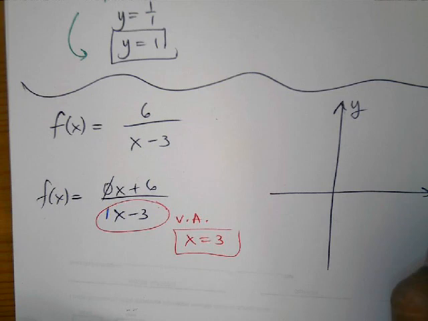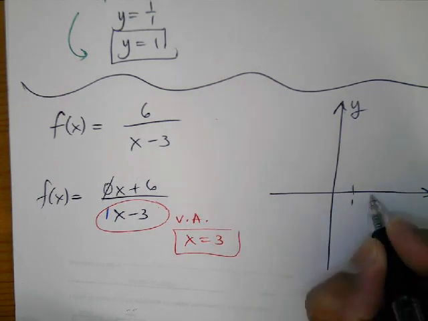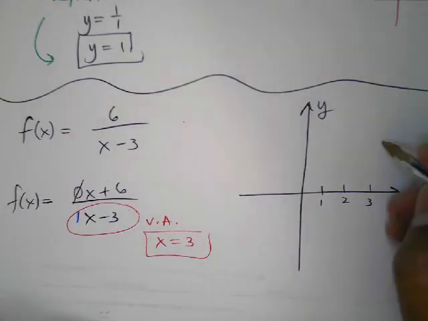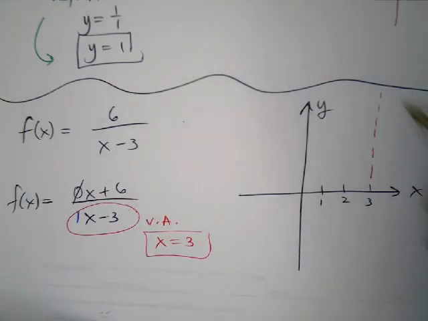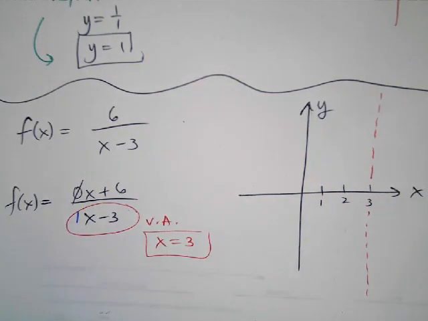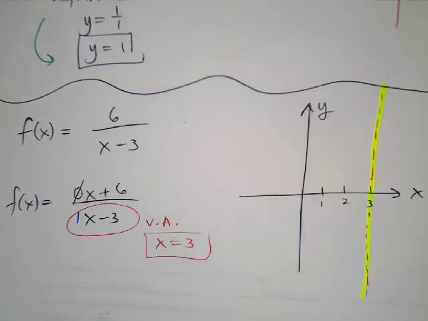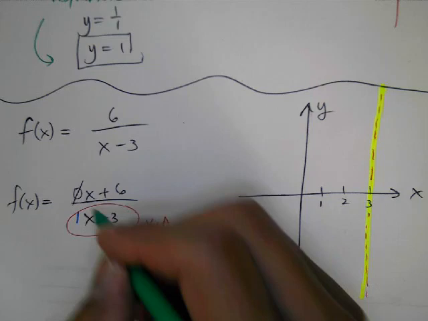So you would go to x, you go to 1, 2, 3. x is equal to 3 is your vertical asymptote, right? There's a vertical line like this. You draw it kind of dashed. That's your vertical asymptote. But here what you're going to see new is your horizontal asymptote.